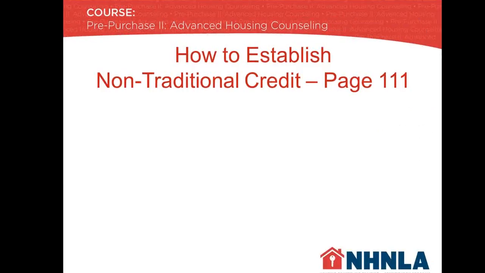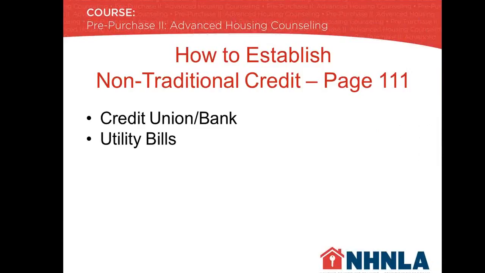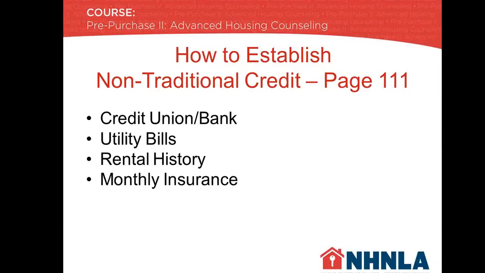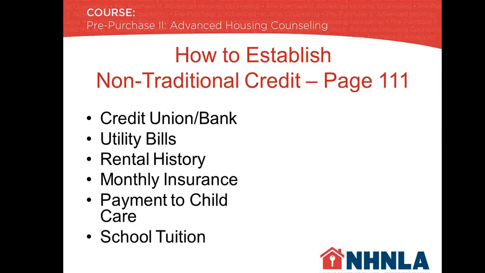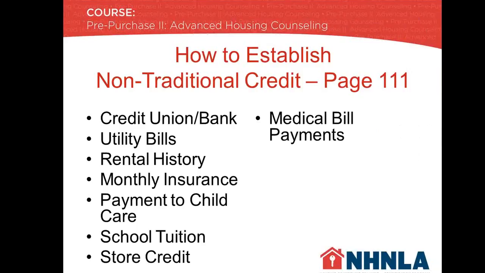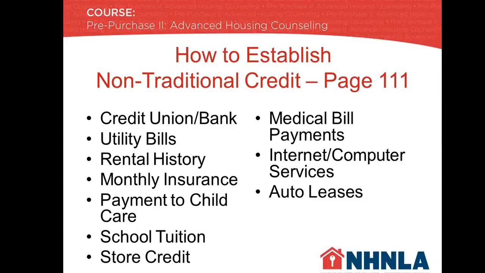Sometimes folks haven't been able to establish traditional credit, so on page 111 we go through some ways to establish non-traditional credit. These include using documents from the credit union or banks that don't report to the credit bureaus, copies of your utility bills, proof of rental payments, any proof on-time monthly insurance is paid, and child support paid, proof of that, along with school tuition, store credit, medical bill payments, and any other payments paid on time, like for your internet service, auto leases, and personal loans.